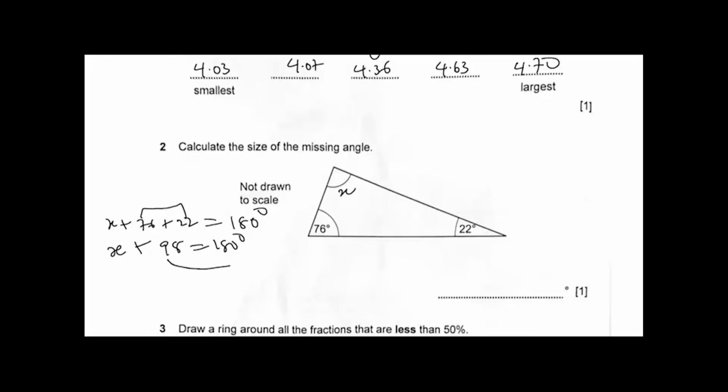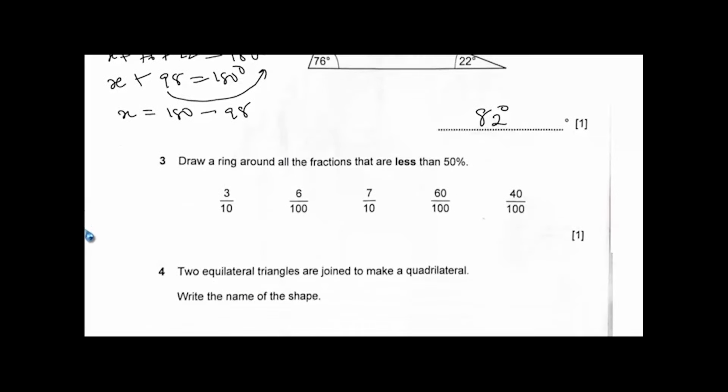If you collect like terms, this will come here. Then you have x equals 180 minus 98. And you can also take your calculator and take away 98 from 180, and that will give you 82 degrees. So that means our final answer here is 82 degrees. So the unknown angle is 82 degrees. Let's go to the next one.